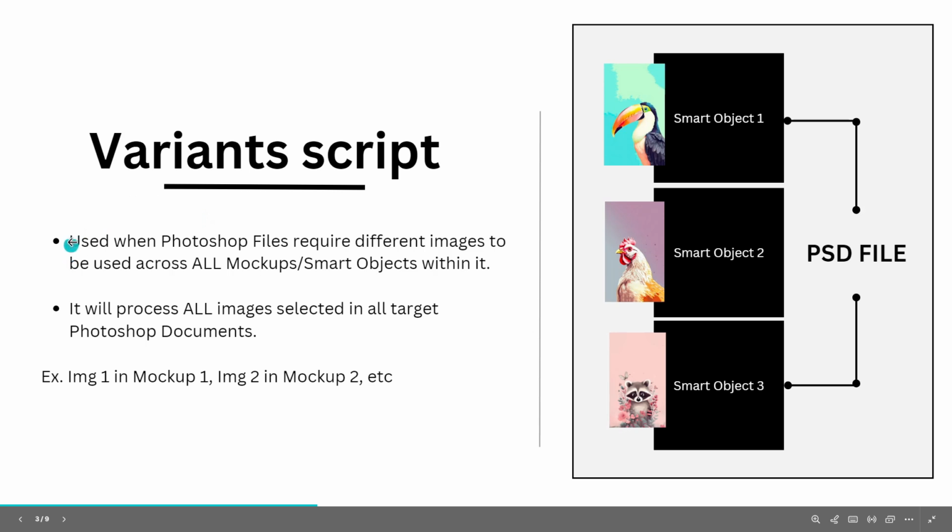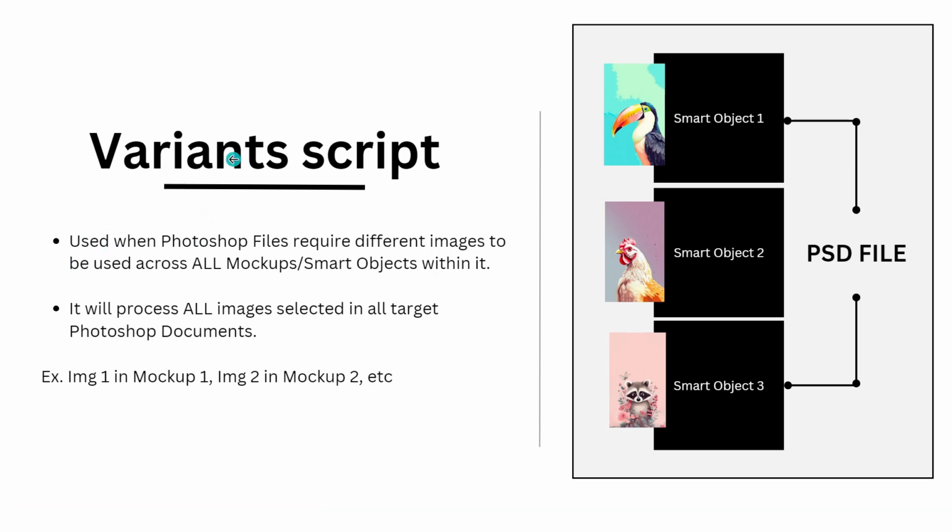As I mentioned here, the variants script, which is one of the scripts that I will be explaining how to use, is used when the Photoshop file requires different images to be used across all mockups or smart objects within it. If you have different smart objects within the same Photoshop file and you want to use different images inside the same file, you need to use this script.